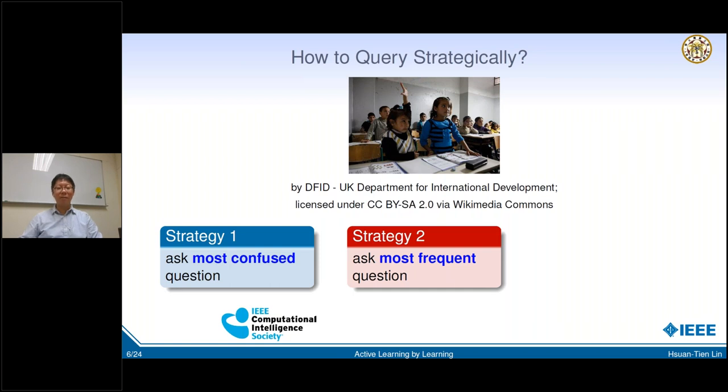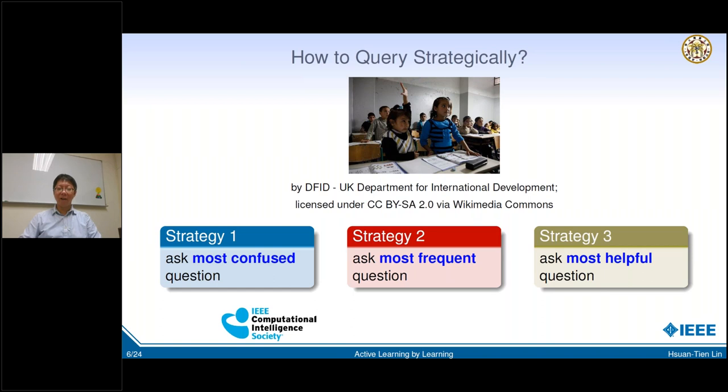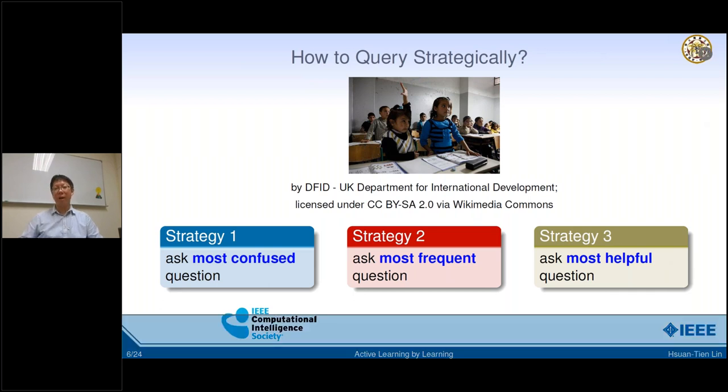Strategy two is maybe to think about the kind of question that most people would think about asking. This is the natural question that whenever the talk or the class goes into this stage, we should ask to really confirm our understanding. So this is called the most frequent question. And for strategy three, we may try to ask the most useful question. This usefulness may refer to whether asking this question really helps improve the performance in some sense.